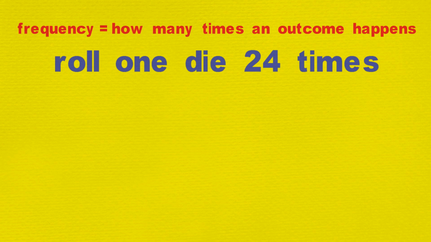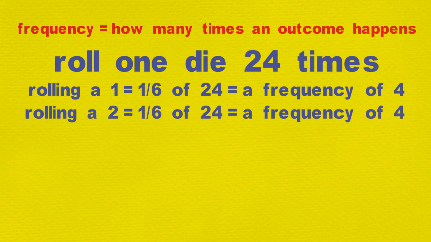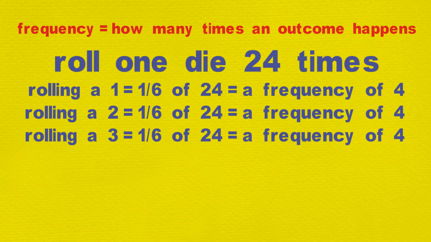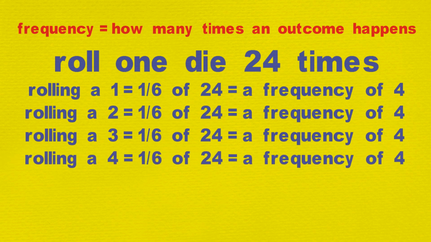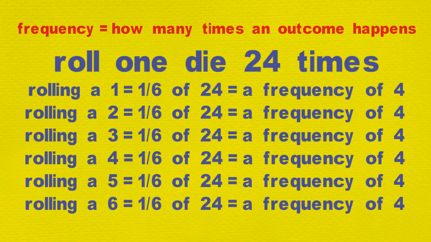So in this example, you would expect rolling a 1 to have a frequency of 4, rolling a 2 to have a frequency of 4, rolling a 3 to have a frequency of 4, rolling a 4 to have a frequency of 4, rolling a 5 to have a frequency of 4, and rolling a 6 to have a frequency of 4.